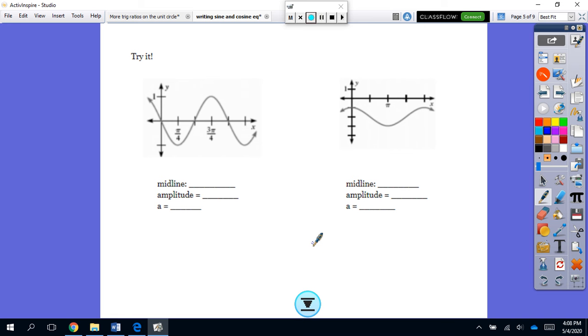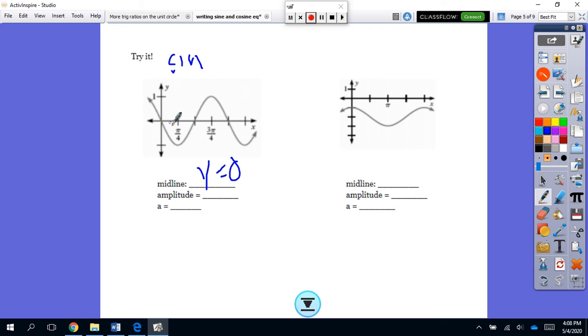So stop the video, practice, and then come back. Alright, so for the first try it, the midline is still y equals 0. That one has not shifted. But, so I start at 0, 0, and I go down first. So this is a negative sine function. Okay, I'm just going to say sine, just because we need to get used to saying whether it's sine or cosine. And why is it sine? Because it starts at the midline. It doesn't start above or below the midline. So that's why it's important to be able to pick out the midline.